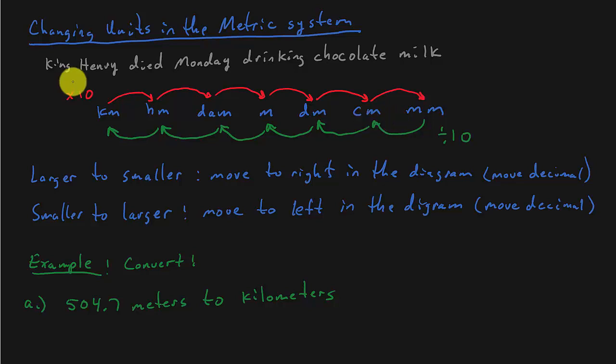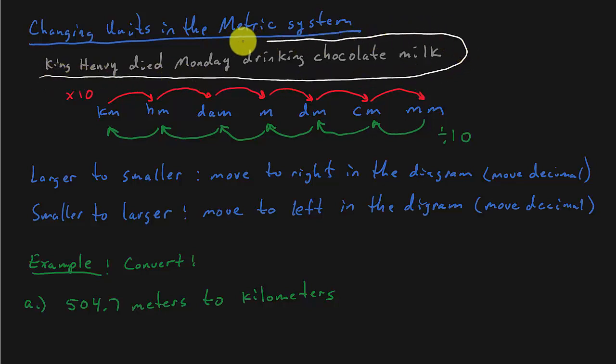And the book that I'm doing all this out of had this right here to help you remember it. King Henry died Monday drinking chocolate milk. Say, King Henry died Monday drinking chocolate milk. Okay, so maybe that helps you remember it. So that's how we go from a larger to a smaller unit.